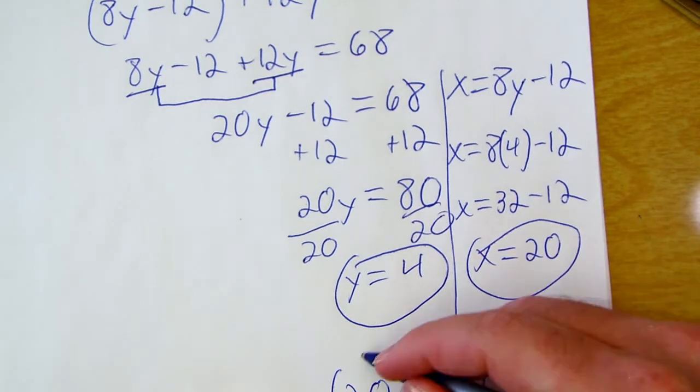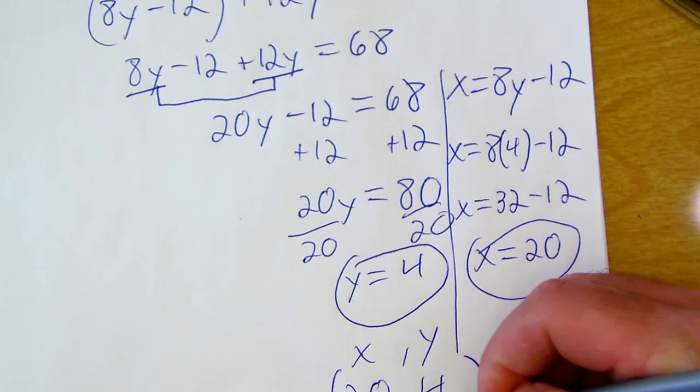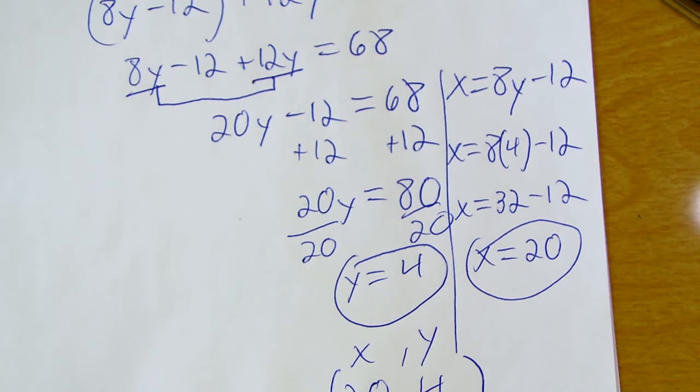So make sure your answers are always x comma y. It gets tempting because we solve for y first to maybe put the 4 first, but you always want to put x first, y second.